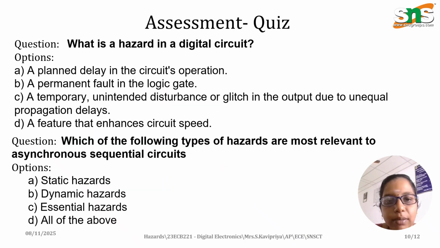Next is an assessment question. What is a hazard in a digital circuit? It is a temporary unintended disturbance or change, which is a glitch that occurs in the output, and the main reason for these changes is propagation delay. Which of the following types of hazards occur in asynchronous sequential circuits? All three hazards, static, dynamic and essential hazards, occur in sequential circuits.